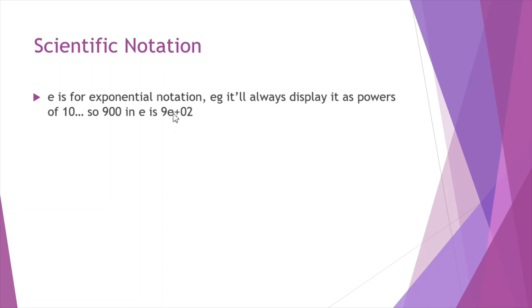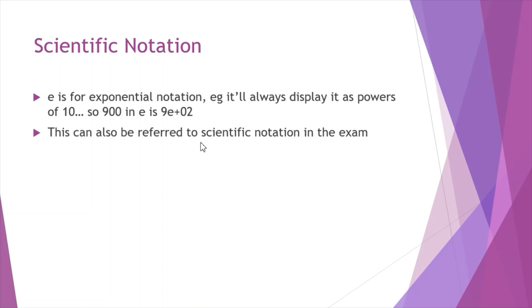For everything else, it'll just use the plus and minus 1, 2, 3, you know, and keep going up. And that's how we get very, very big numbers in Python. This can also be referred to as scientific notation in the exam. It's actually exponential in the Python docs, but the exam likes to call it scientific. So just be aware of that little difference.